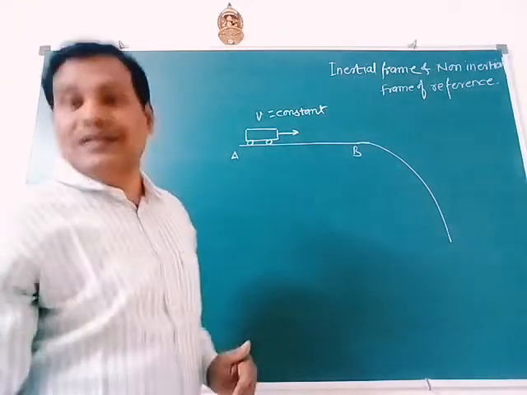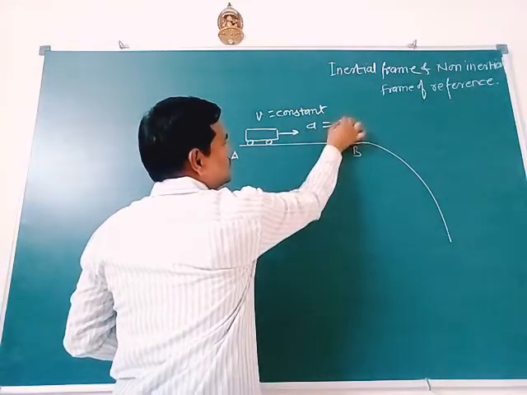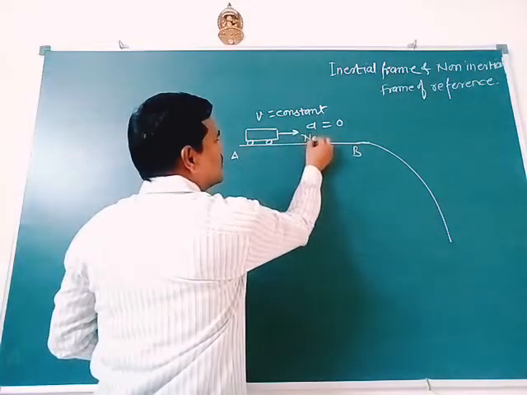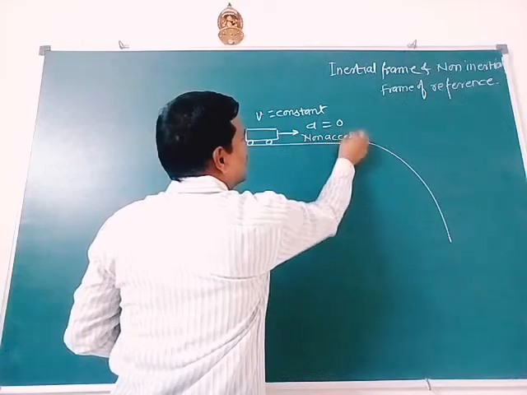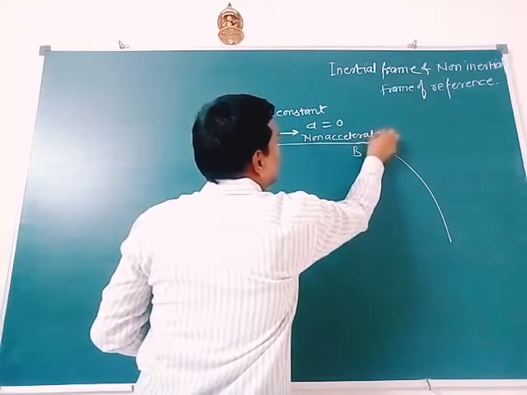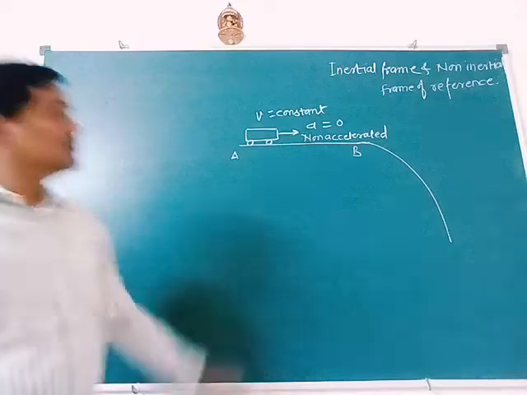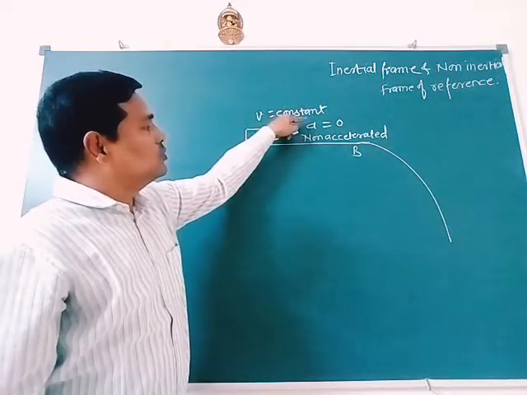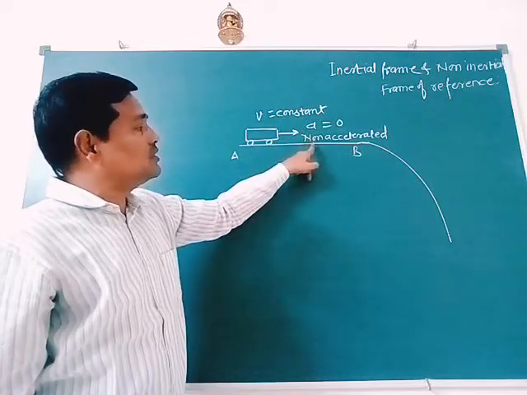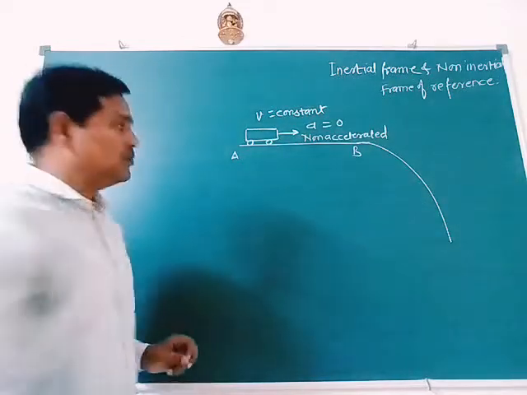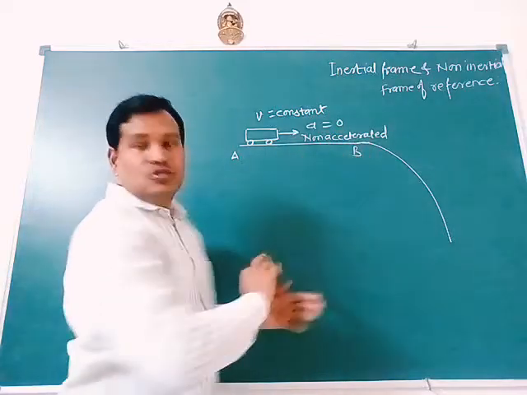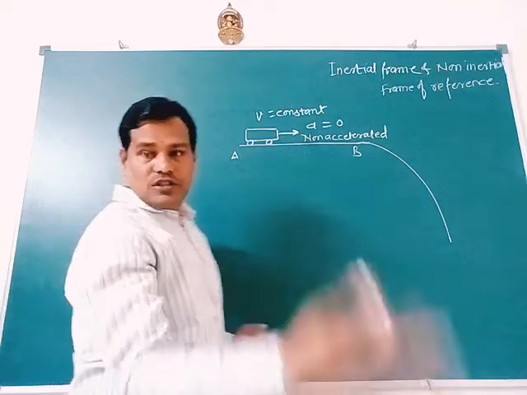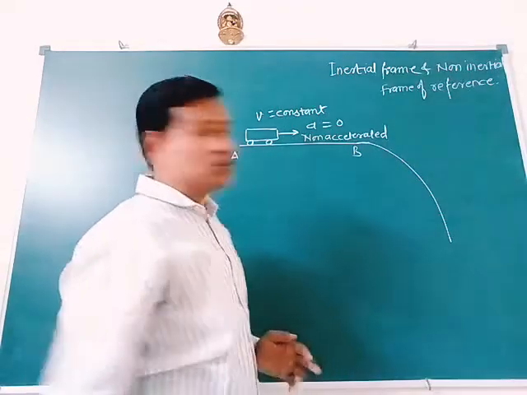What about its acceleration? The acceleration becomes 0, which means it is non-accelerated. Velocity is constant. Up to point B it moves with 0 acceleration, so it is a non-accelerated frame. At the same time, as there is no external unbalanced force acting on the body, it remains in the state of rest or in the state of continuous uniform motion along a straight line.